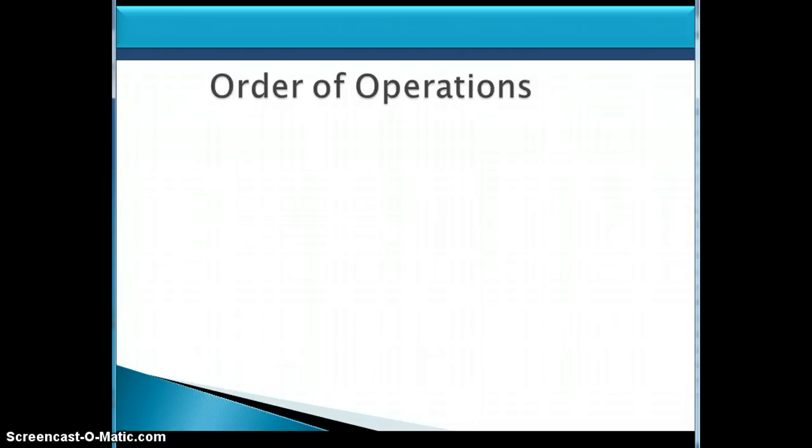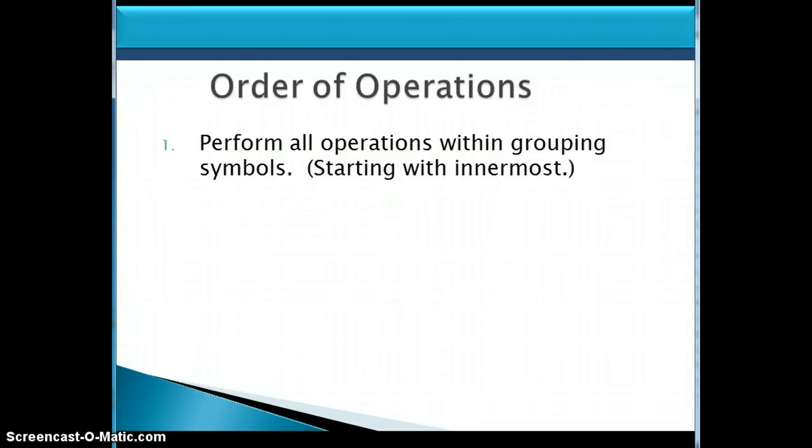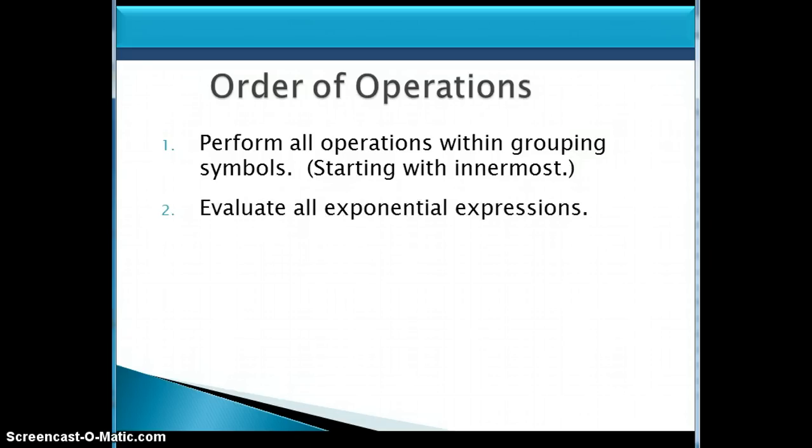Now recall that the order of operations says that we first perform all operations within grouping symbols, starting with the innermost. So that includes parentheses and brackets. It also includes any operations above or below a fraction bar, any operations within absolute value symbols, and any operations underneath a radical sign. The next step is to evaluate all exponential expressions. So what that means is if you have any exponents, those need to be performed next.